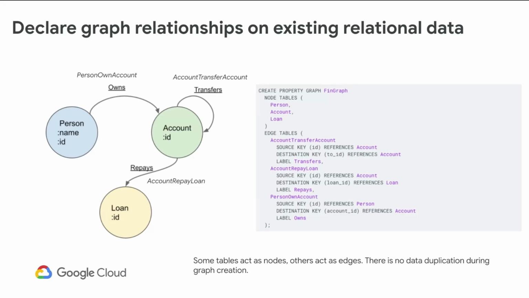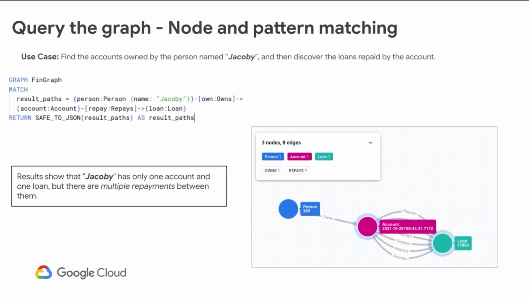We have three nodes, which are person, account, and loan, and we have three edges, which declare the relationships between these nodes. Once this property graph is defined, Spanner is now able to do graph queries on top of the existing data. Note that there is no underlying duplication of data that takes place. Let's look at a couple of examples, and we'll shortly go through a live demo to see them in action.